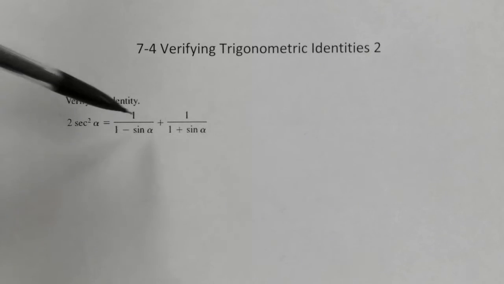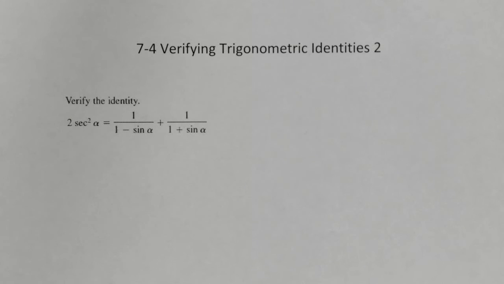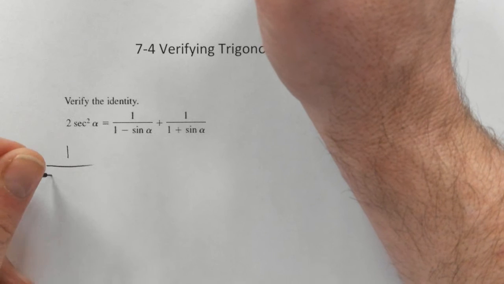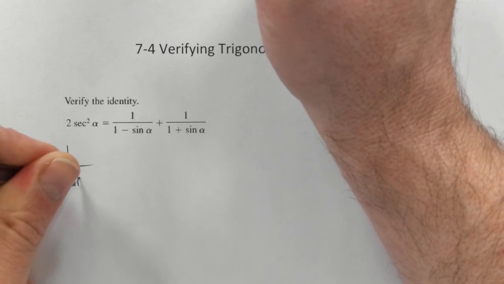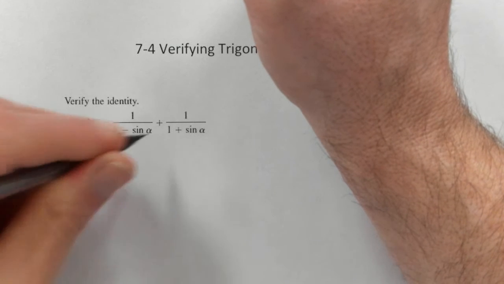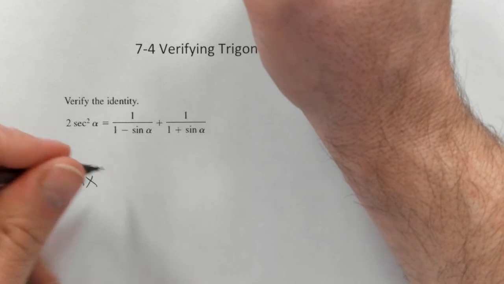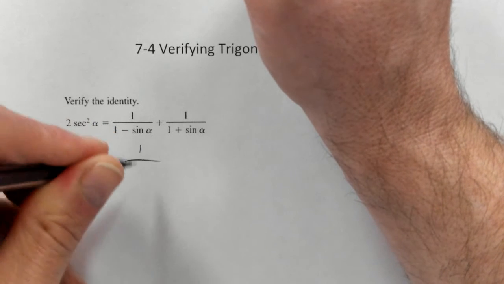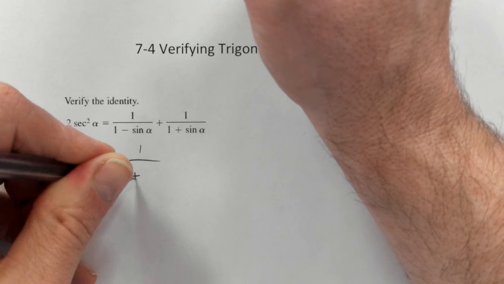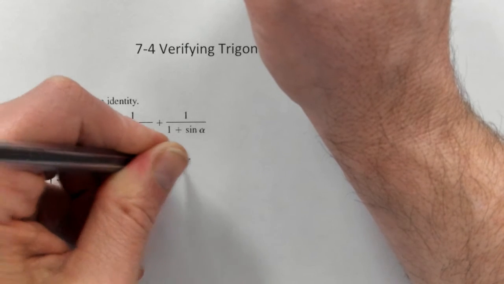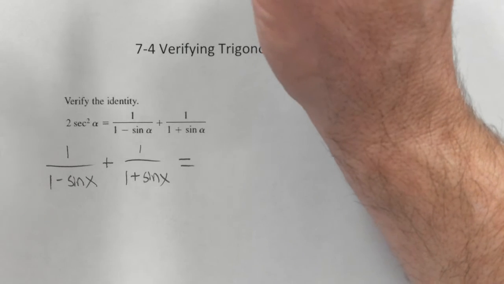Now, remember what the guideline says: start with the more complicated side first. So that's what we're going to do. We'll start with 1 over 1 minus sine. I'm going to change that to x because I don't want to have to write that over and over. Plus 1 over 1 plus sine of x. All right, so dealing with this side of it.